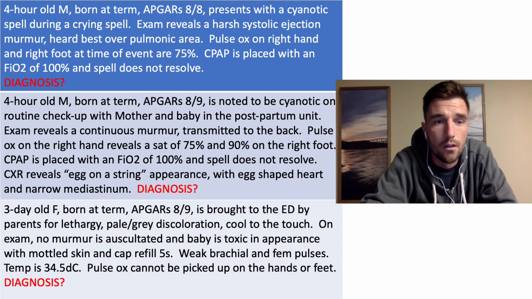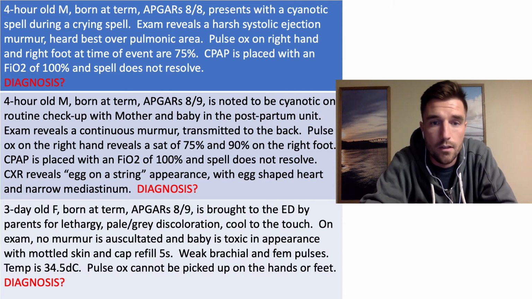Case number 2, 4-hour-old male, born at term, APGARs of 8 and 9, noted to be cyanotic on routine checkup with mom in the mother and baby postpartum unit. Exam reveals a continuous murmur transmitted to the back. Pulse ox on the right hand reveals a SAT of 75% and 90% saturation on the right foot. CPAP is placed with an FiO2 of 100% and the spell does not resolve. Chest x-ray is obtained and reveals egg on a string appearance with an egg-shaped heart and narrow mediastinum. What do you think the diagnosis is here?